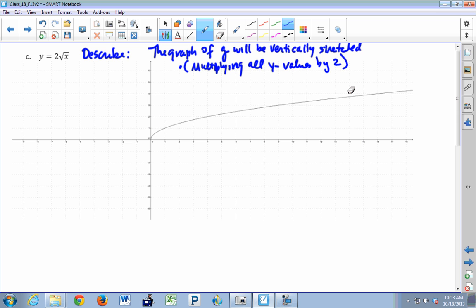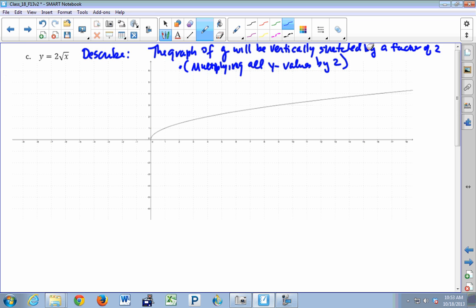Now, when we use stretches and shrinks, we no longer use the term units. We're always talking about a multiplier, either a multiplier by a whole number or a multiplier by a fraction. So in this case, we're stretching by a factor, or you could say by a multiplier, whichever you prefer, by a factor of 2.